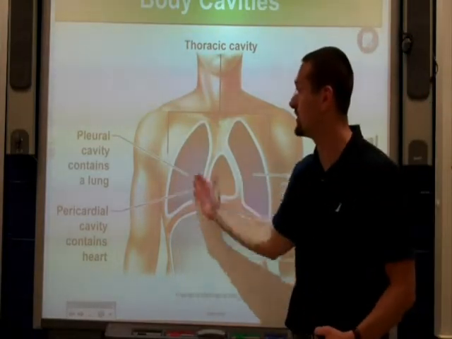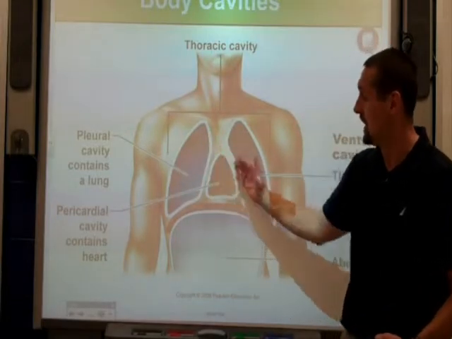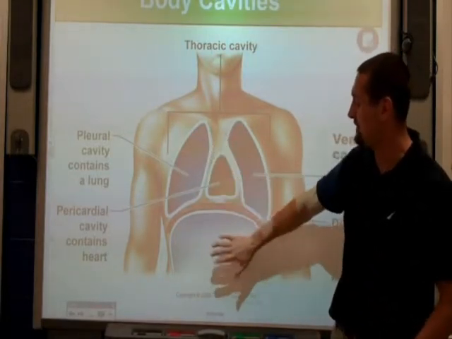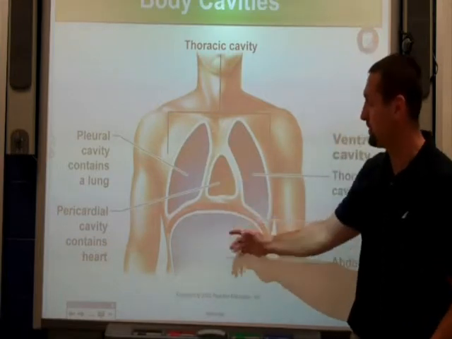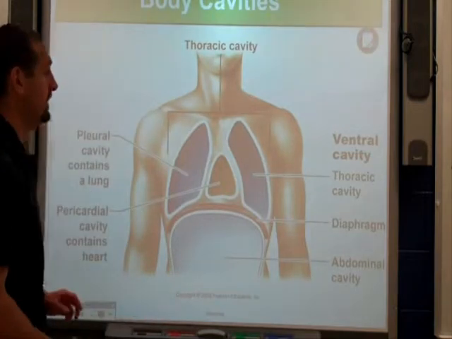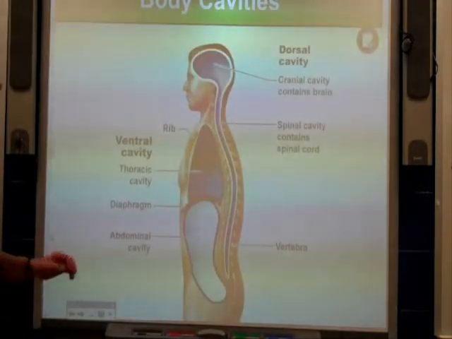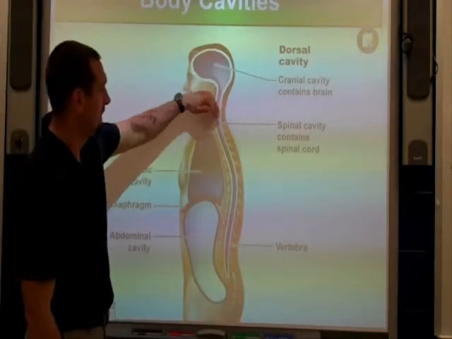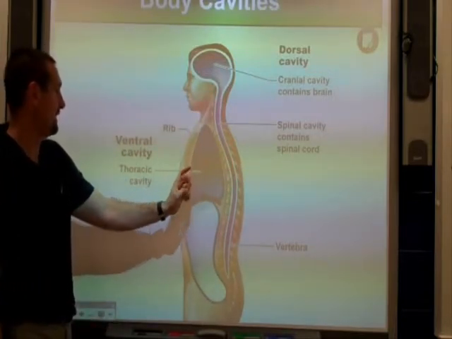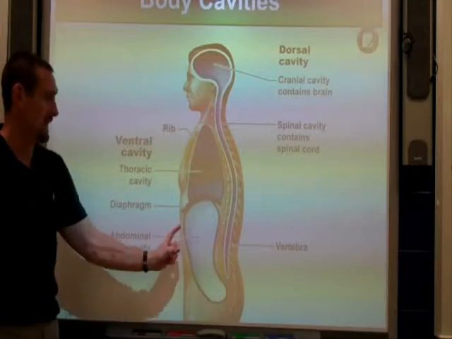So let's take a look at how we can divide the thoracic cavity, this chest cavity. Where the lungs are located, we'll call that pleural. And where the heart's located, we'll call that pericardium. These two cavities are divided by the diaphragm. So this cavity down here, abdominal cavity. Look at the dorsal cavities then. Cranial for your brain, spinal going down your back. Here again, the ventral cavities, the front cavities, the thoracic and abdominal.